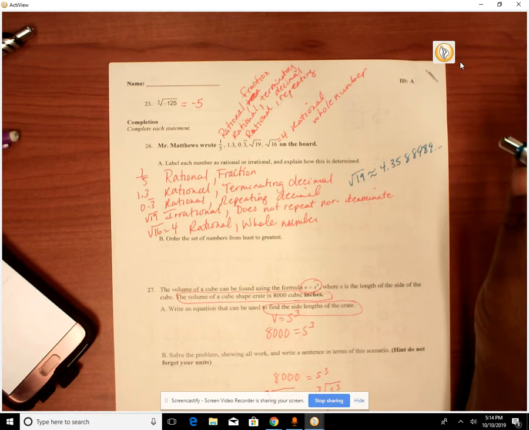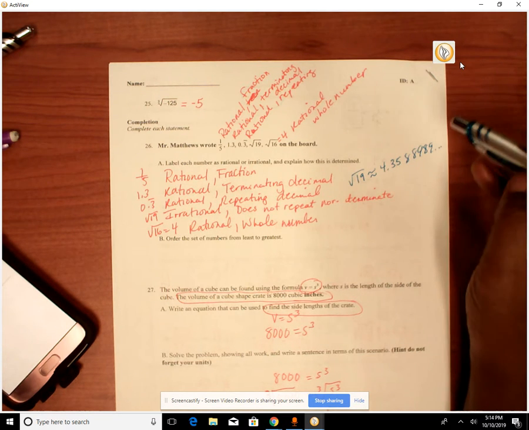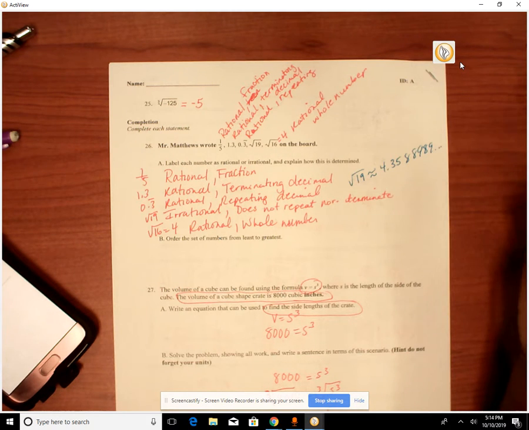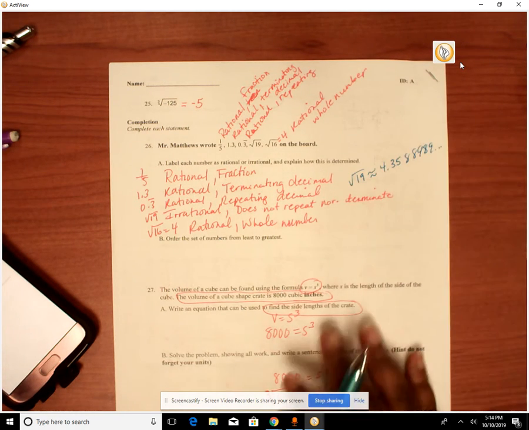And square root of 16 is a perfect square, which means 4 times 4 gives us 16. And it's a whole number. 4 is a whole number. So that's why it's rational.